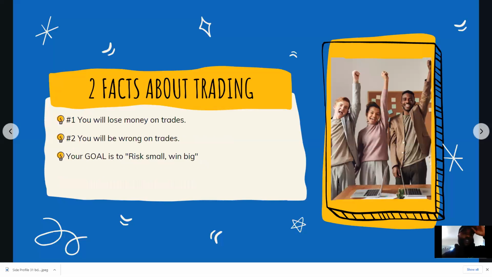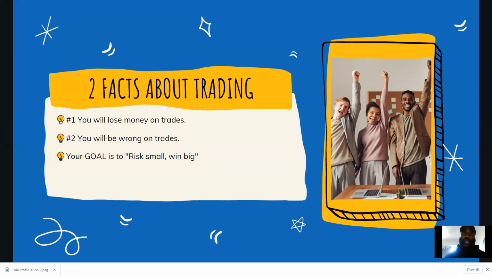So there's two facts about trading. And it's funny, before I say this, Warren Buffett has very popular rules. He has two rules of trading. Rule number one, don't lose money. Rule number two, see rule number one. But in all honesty, you will lose money on trades. Once again, 50-50. You can either be right when you hit that execute button or you can be wrong. So losing money on trades is a thing.